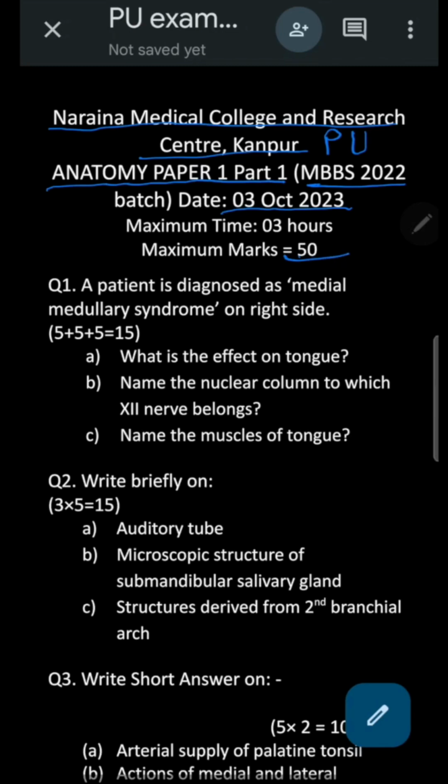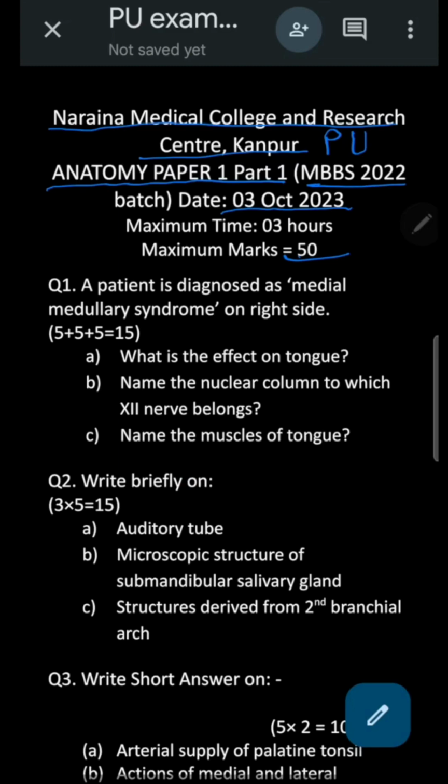So this question number 1 here is on clinical anatomy, and this was of 15 marks having 3 subparts of 5 marks each. This question is, a patient is diagnosed as medial medullary syndrome on the right side. So you should know what is medial medullary syndrome. Then what is the effect on tongue? You have to describe this. Then name the nuclear column to which the 12th cranial nerve belongs and name the muscles of the tongue.